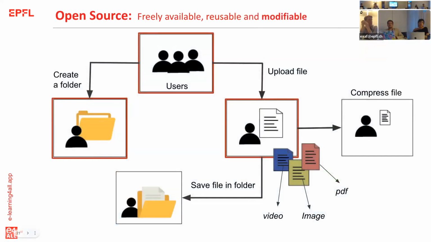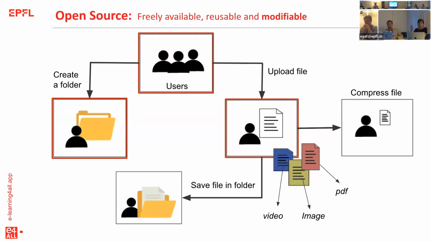Then finally, as I said, open source means freely available, reusable, and modifiable. And when modifiable, we mean that you can customize it to better fit the needs of the institutions. I will give 3 quick examples. So our main application is built with 3 models. So we have the user model, the folder model, and the upload models.